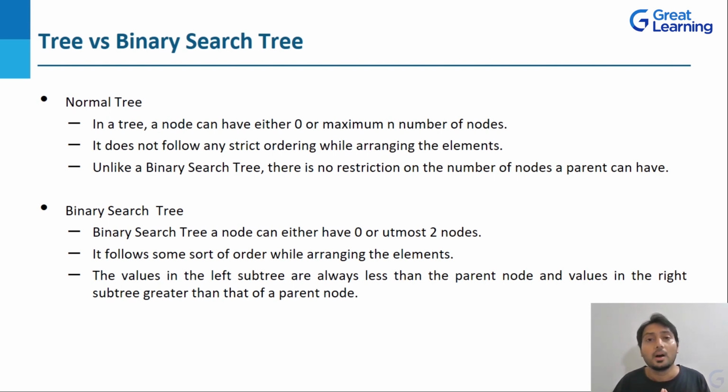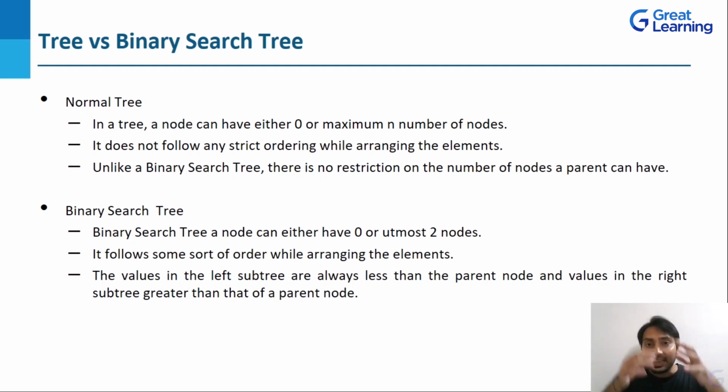Now, in a tree, a node can have either 0 child, 1 child, 2 children, or 3 children. It can have any number of nodes. So there is no restriction on how many nodes must be present inside a tree when you're constructing a tree. Now that is not the case in a binary search tree.